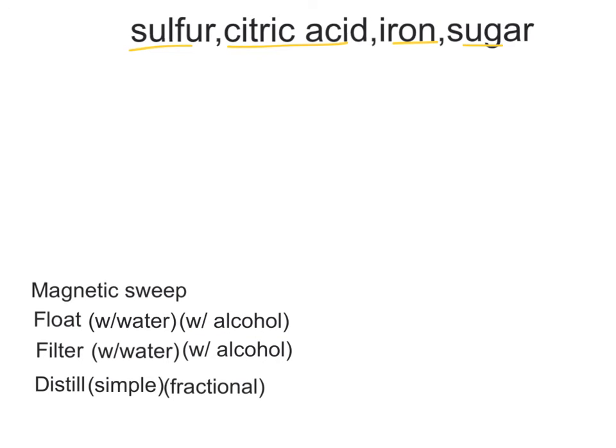So you want to go and research some of these properties. What are the characteristic properties of sulfur? What's its density? Is it soluble in water? Is it soluble in alcohol? Is it magnetic? Does it give off a particular color of flame, and so on? And same thing for citric acid, iron, and sugar. After you've gathered all of that information, now you can ask yourself, okay, which of the techniques that I've learned can I use to get this thing apart?